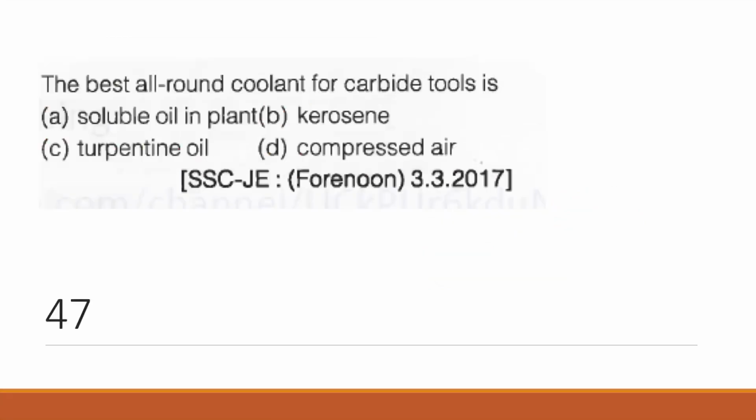The best all-round coolant for carbide tool. So it is soluble oil in plants. Answer A. Soluble oil is used for carbide tools, kerosene is used for aluminum, brass, bronze, compressed air is used for cast iron, turpentine oil is used for copper or brass. So the best all-round coolant for carbide tool is soluble oil in plants.